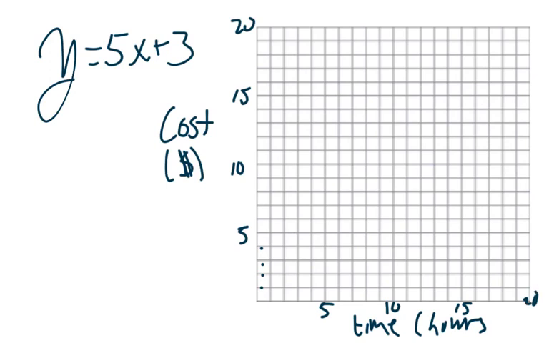So 1, 2, 3. And our slope is 5. So this time, if we go up 1, we are going up 1. So we can just go up 1, 2, 3, 4, 5, and to the right 1. Again, up 5, to the right 1. Up 5, to the right 1. And there's our graph.